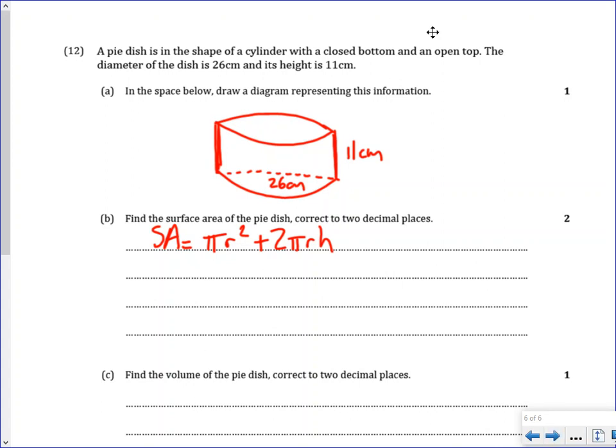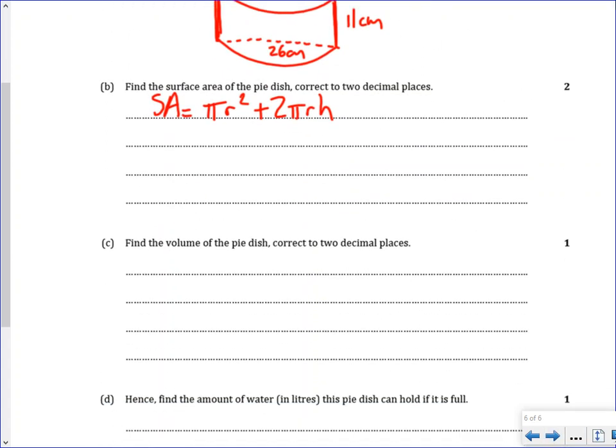So going from there, let's now substitute our numbers into this formula that we've created. I'm just going to put it in brackets to make it a bit cleaner. Pi times, now don't say that the radius is 26, the radius is 13. We're told that the diameter is 26. So pi times 13 squared plus 2 times pi times 13 times 11, which equals, and again, I'll just put this into my calculator.